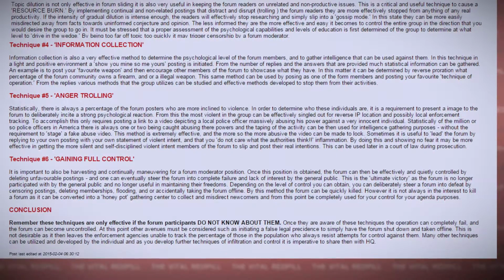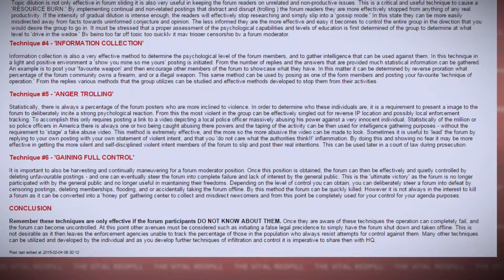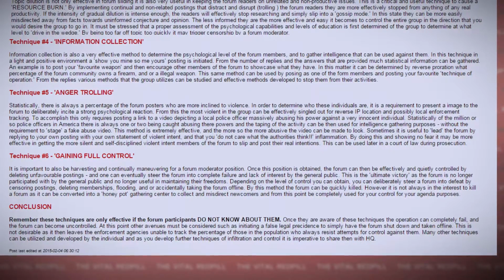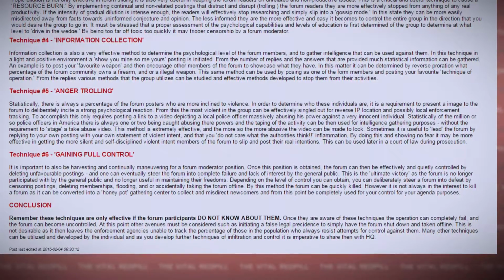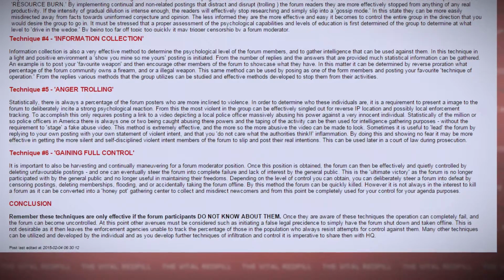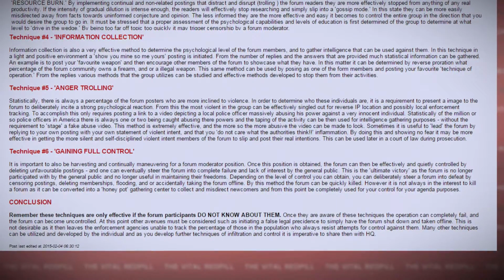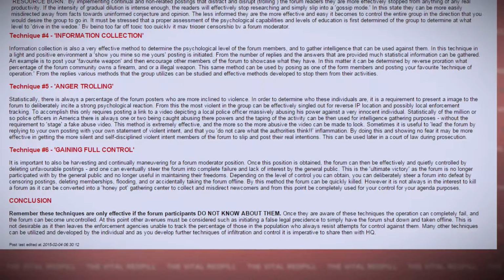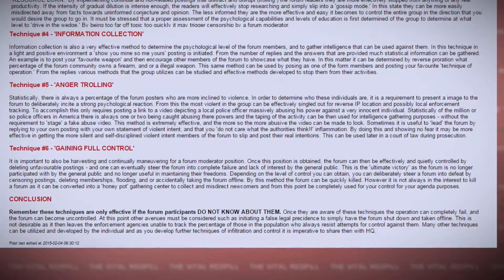or an illegal weapon. The same method can be used by posting as one of the forum members and posting your favorite technique of operation. From the replies, various methods that the group utilizes can be studied and effective methods developed to stop them from their activities. Technique number 5.